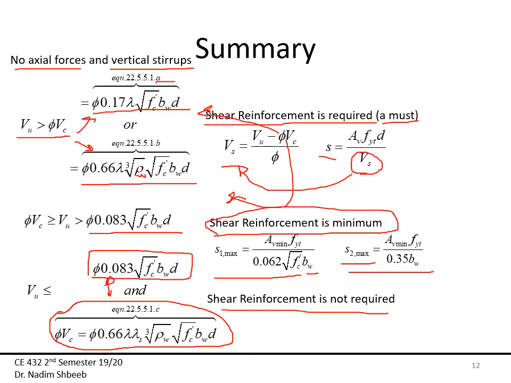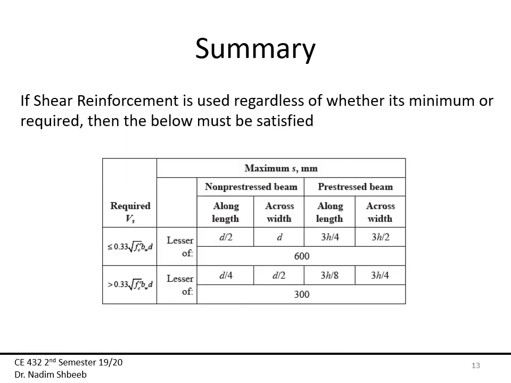So you have to satisfy both these two equations, and this is what we call equation C from calculating phi Vc, and we talked about that as well. And I'm just re-emphasizing this, and I put it in bold. If shear reinforcement is used, regardless of whether it is minimum or required, then the below must be satisfied. And we talked about that a slide ago.